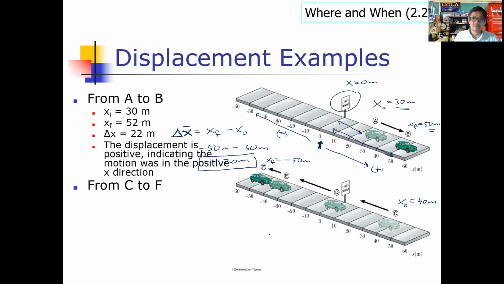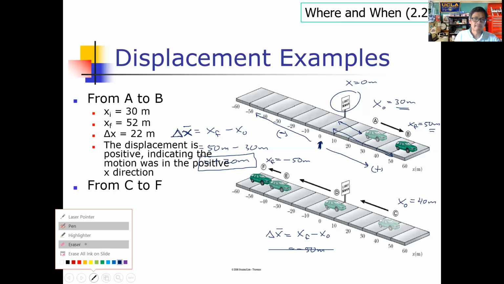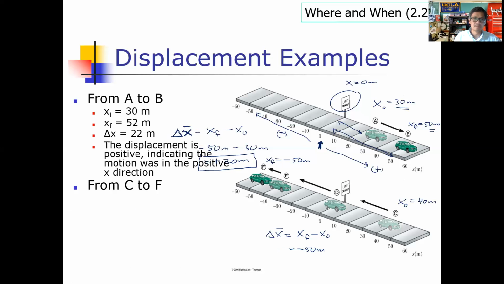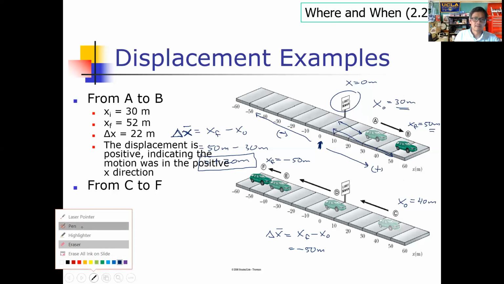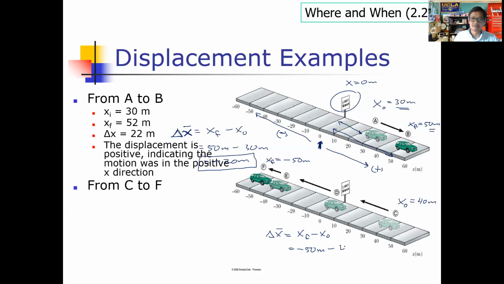We have the change in x, the displacement, is going to be x final minus x initial. So x final is negative 50 meters, minus a positive 40 meters, which gives us a displacement of negative 90 meters. And if you notice there, the negative sign is right there already.